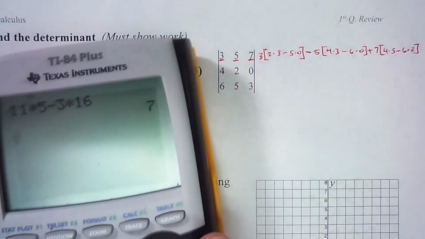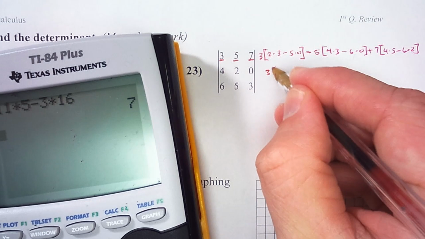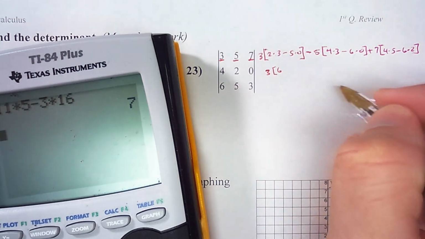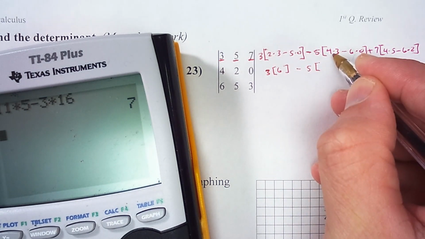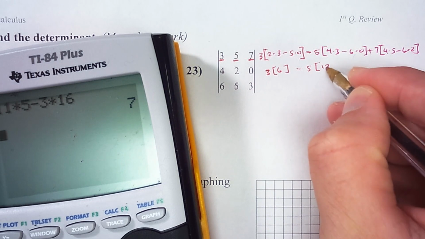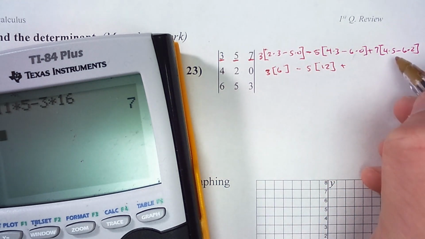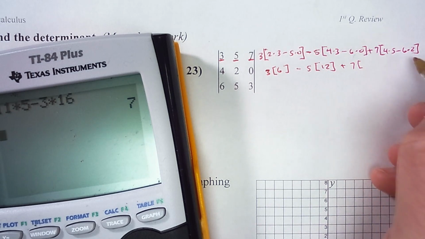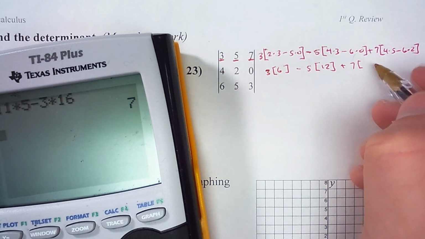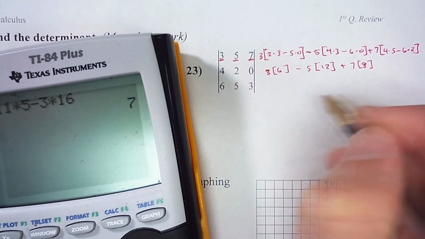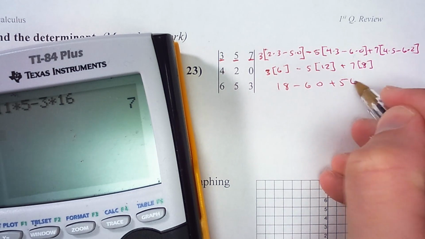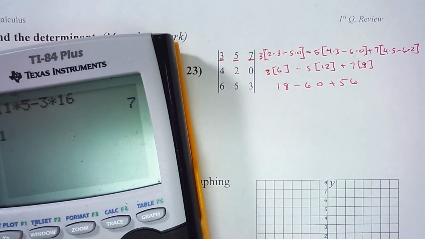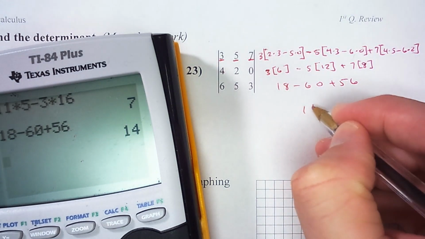Okay, so I've got 3 times, and that's 6 minus 0, so 3 times 6. Minus 5 times, 4 times 3 is 12, minus 0, so 5 times 12. Plus 7 times, and then I have 20 minus 12, which is 8. So that's 18 minus 60 plus 56. And that is 14.